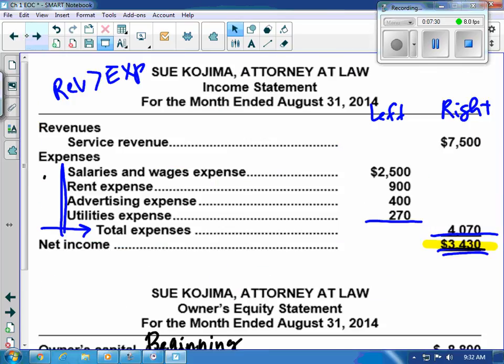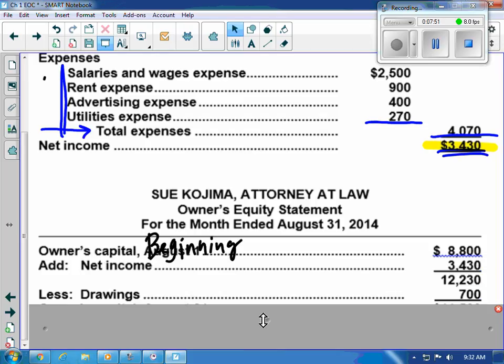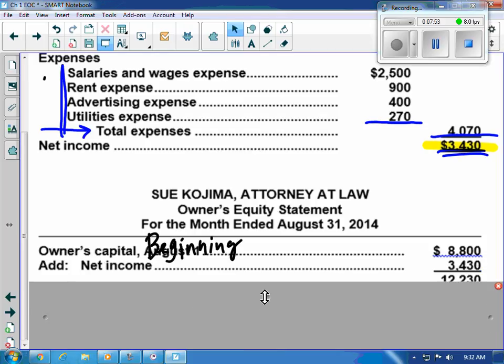So Sue, comma, capital beginning was $8,800. What did she add? What 2 things do we add? We add any investments, and in the case of net income, did she get to add the net income total? There was not any other additional investments though.